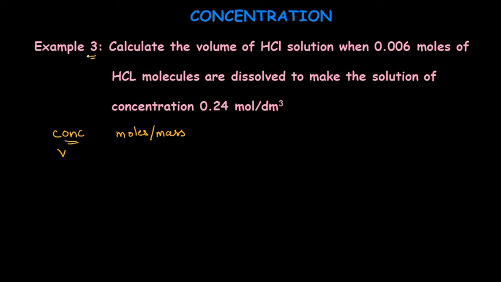Now in this example, we'll see that we can even calculate the volume of a given solution, provided concentration and moles are given. So let's read the full question: calculate the volume of hydrochloric acid HCl solution when 0.006 moles of HCl molecules are dissolved to make a solution of concentration 0.24 moles per dm cube. From the triangle of the formula, we can find out that the formula to find volume is moles divided by the concentration.